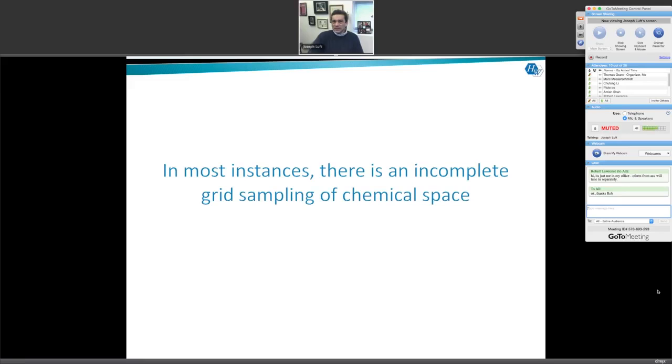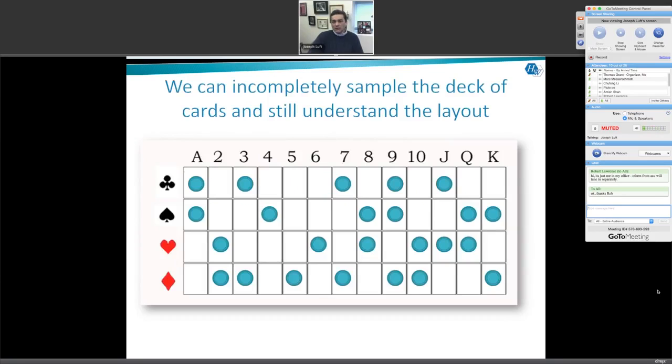So in most cases, we don't have that nice grid screen when we're doing crystallization, especially screening experiments where we're just trying to identify initial conditions. What we typically have is an incompletely sampled deck of cards, right? So chemically, we're not hitting every possible card. We're just going to hit a few of the conditions.